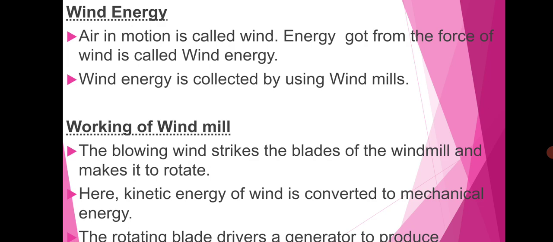So that wind energy is converted into electrical energy with the help of a windmill. It is a device which can convert wind energy into mechanical energy. Initially the wind energy is converted into kinetic energy, after that it is converted into mechanical energy, and finally it is converted into electrical energy.